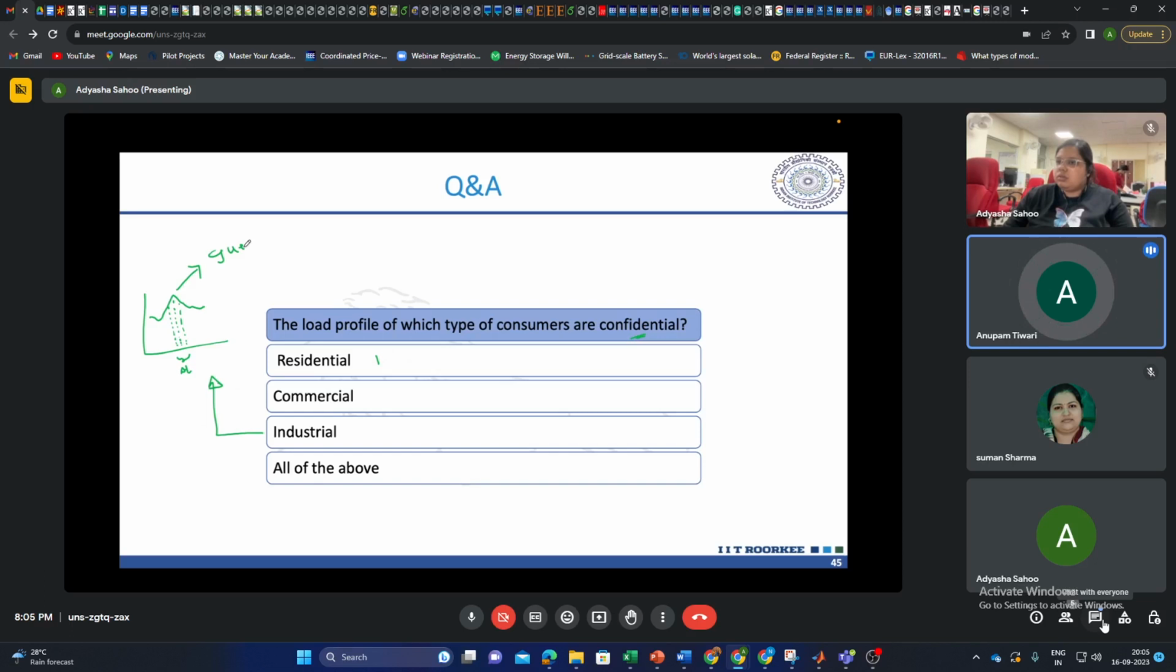Madam, the answer is A only. Can you discuss why you think residential consumers are? Because residential, if you are connected with power panels and all, your generation and your consumption will be a threat to you also, because suppose if you are not consuming, somebody may think that you are not in your home. So that is why residential is more confidential. It is related to the privacy of the individual.